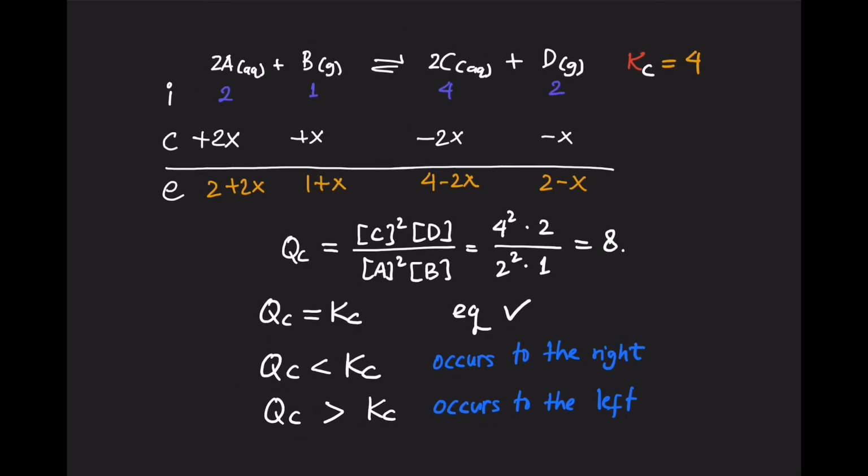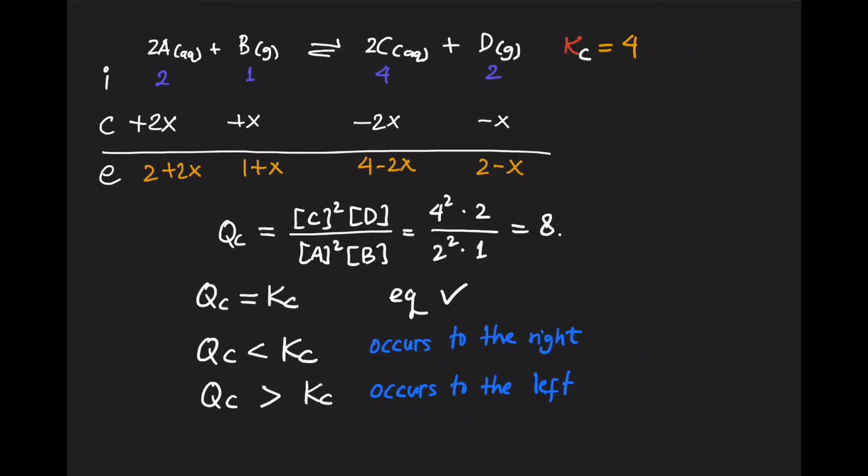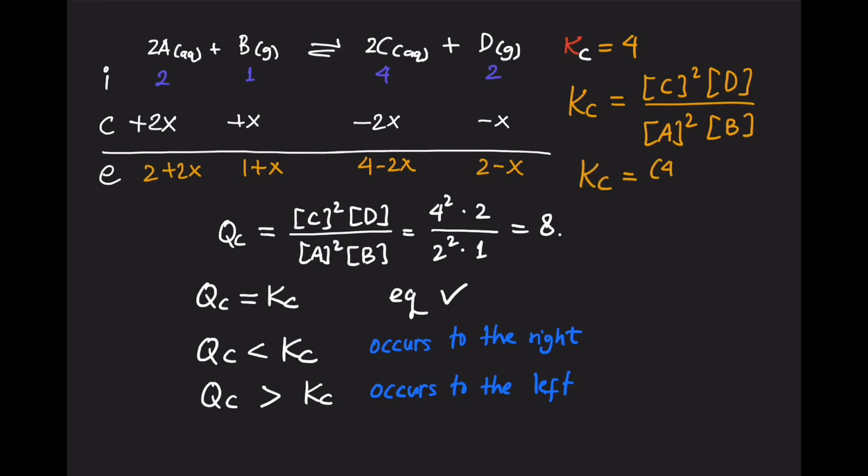And we can use this composition and the K to find the x. So again, Kc should be equal to the concentration of C to the power of 2, or squared, multiplied by the concentration of D, divided by the concentration of A squared and then the concentration of B. So Kc in this case is equal to (4 - 2x) squared (2 - x) divided by (2 + 2x) squared and then (1 + x).